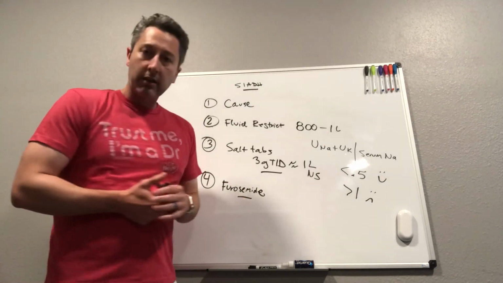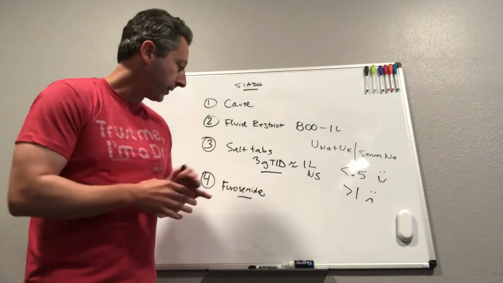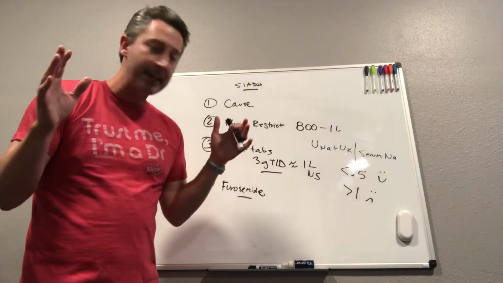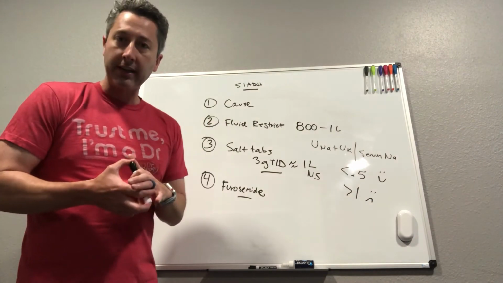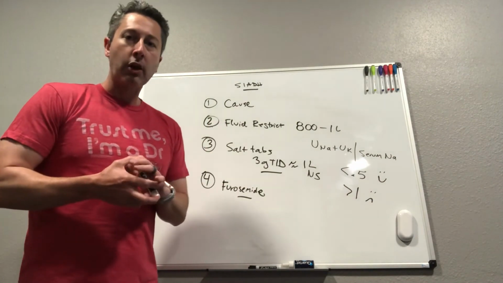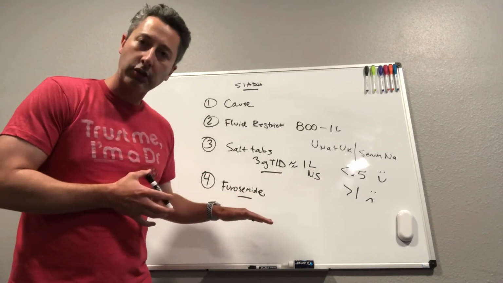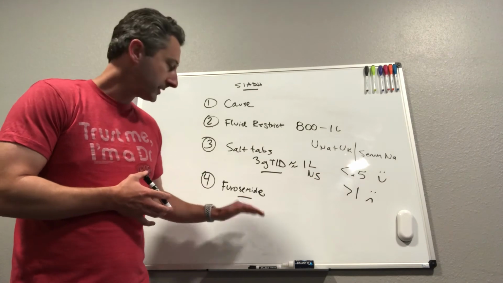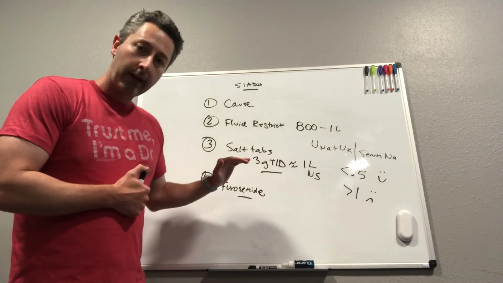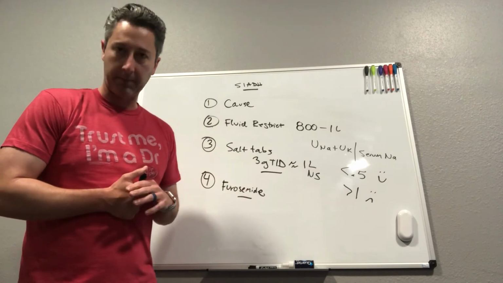So furosemide, it's a water pill, right? And so your kidney concentrates the urine where the loop is, right? The furosemide, or the loop diuretic, inhibits the concentrating ability of your kidney. Let me say that again. Furosemide inhibits the concentrating ability of your kidney, okay?